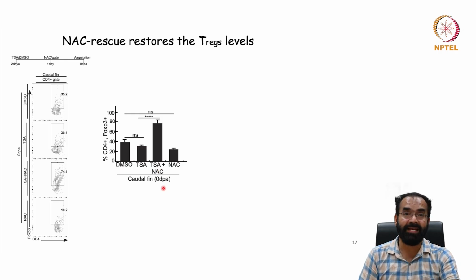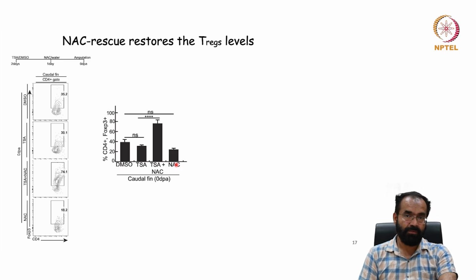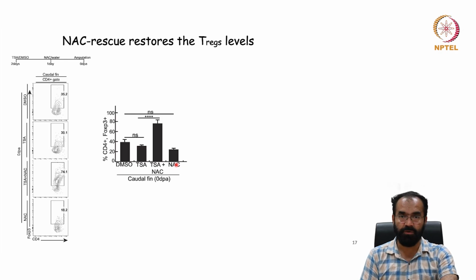But if you put NAC, that means the free radical scavenging happens. That means less immune response, then less collagen also. Then the Tregs are more present in the injury site. But NAC alone doesn't do anything, because it has to have TSA, so that more of the collagen deposit and more of the pro-inflammatory environment has to be there. Then NAC comes in to rescue. In other words, if you are not hungry, whatever food I am giving will not look tasty to you. But if you are hungry, even if my food is not that tasty, you will find it tasty.